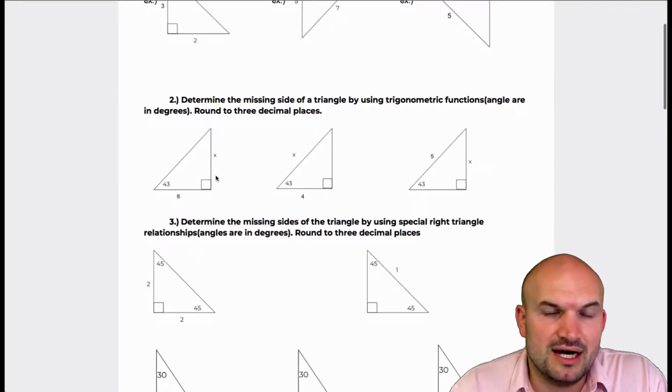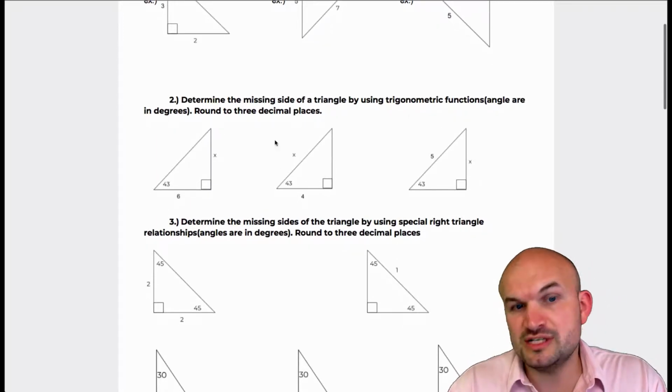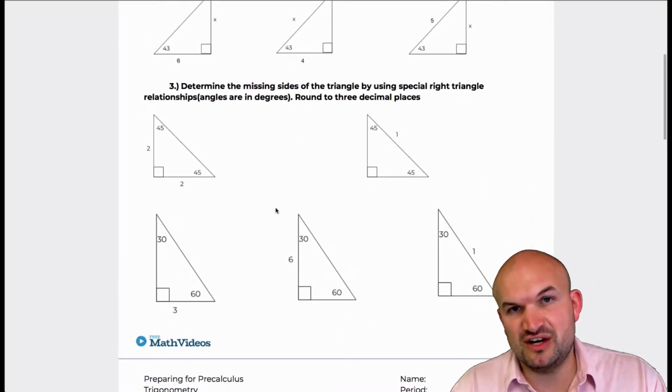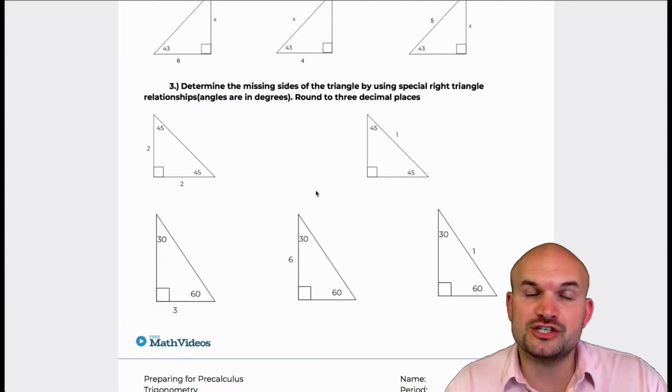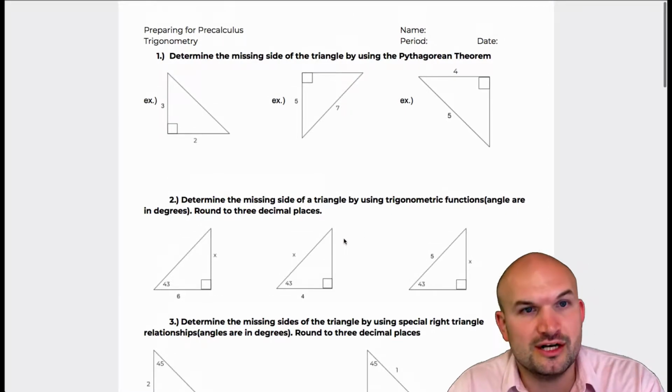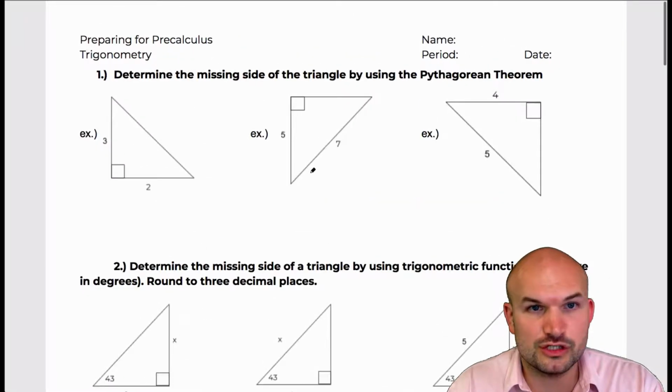Then we'll talk about evaluating trig expressions, or using trig expressions to evaluate different parts of the triangle. And then last but not least, we'll deal with special right triangles, which would be very helpful for us as far as understanding some of the relationships in trigonometry. So let's go ahead and get started here with our trig.